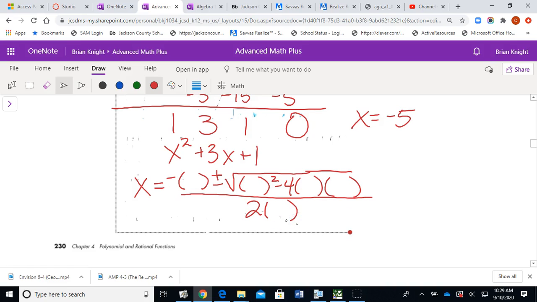What is B? 3. What is A? 1. And C is also 1. So we're going to get -3 plus or minus the square root of something all over 2. And what is the something? 9 minus, what, 4? 5.